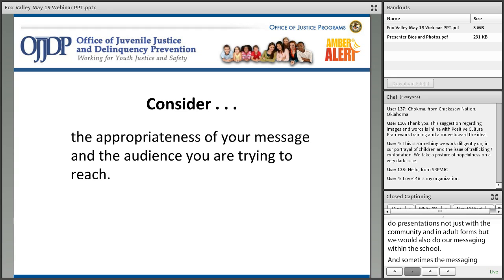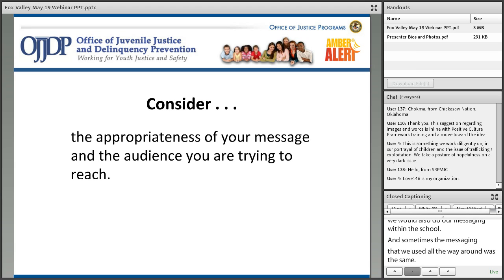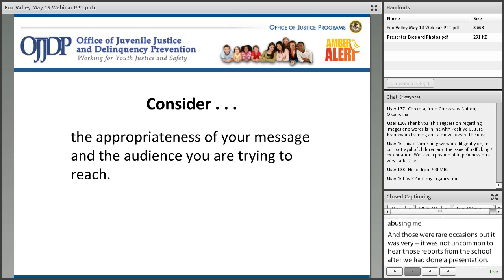and not being aware of children's ability to register and comprehend what we were saying sometimes didn't have the effect that we would have liked it to have. We may have received more children saying, oh yeah, there's been times when my mom has yelled at me and I want to report that my mom's abusing me. Those were rare occasions, but it was not uncommon to hear those reports from the school after we had done a presentation, because at times the discussion of abuse and violence with them, the message wasn't at an age-appropriate level. So we need to be very thoughtful of the appropriateness of the message with the audience we're working with.